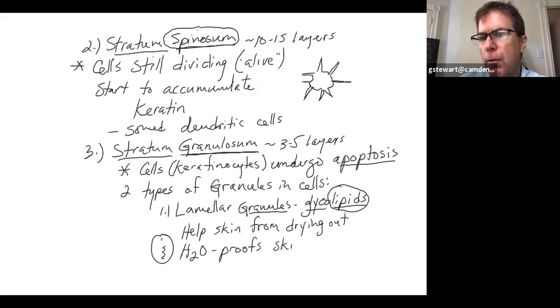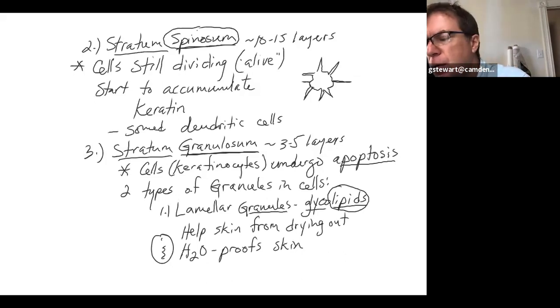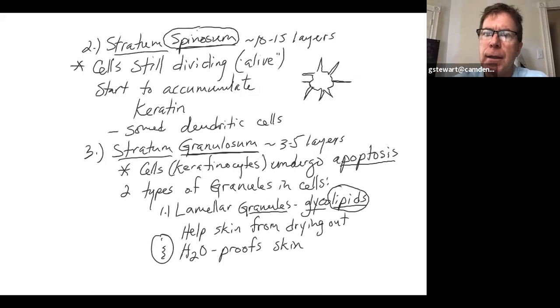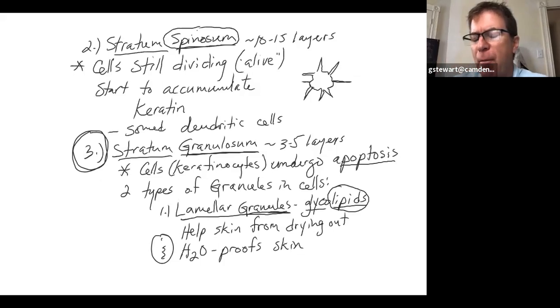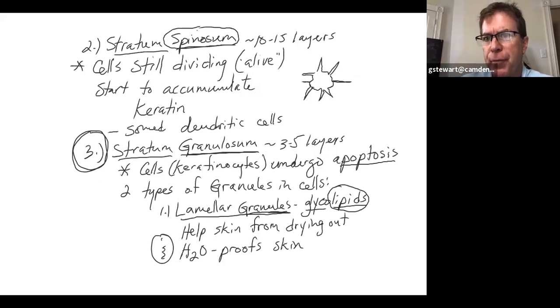So you know that when you go into the shower, the ocean or a swimming pool, water doesn't get through your skin to deeper tissues like your muscles and your bones. It's largely this layer and the production of these granules that really helps with that moisture barrier. The second type of granules are called keratohyalin granules.